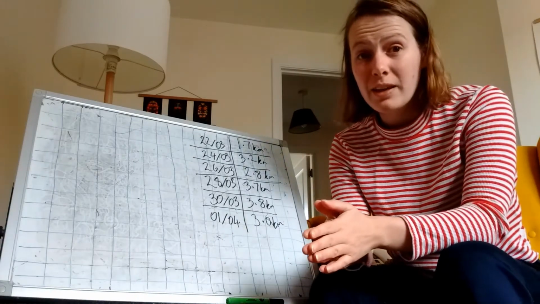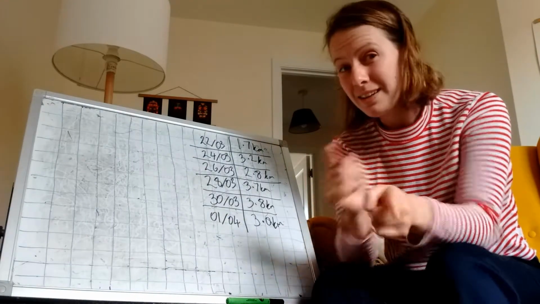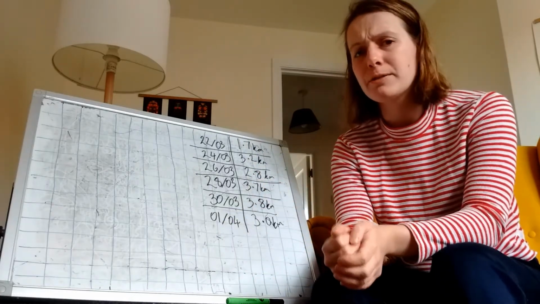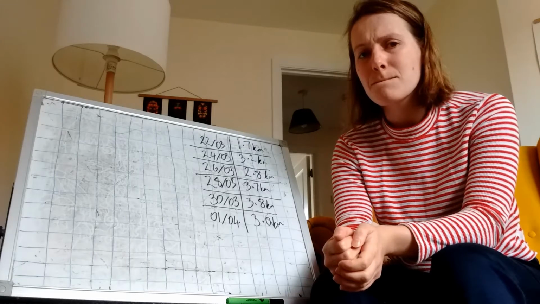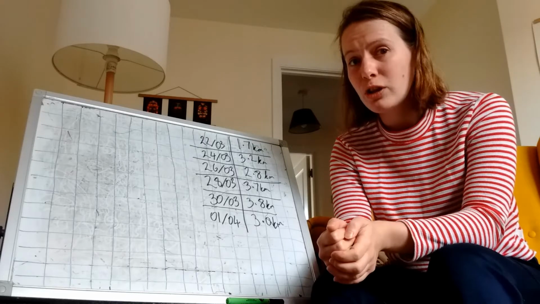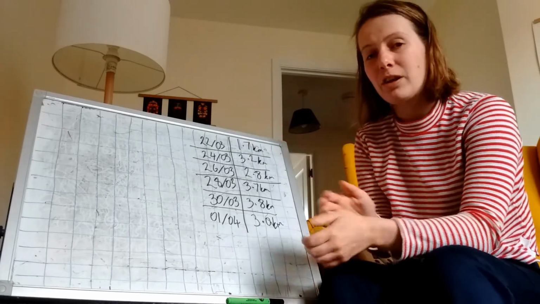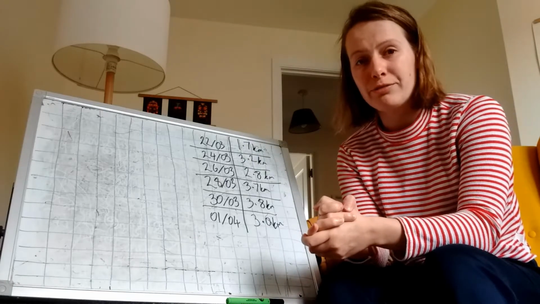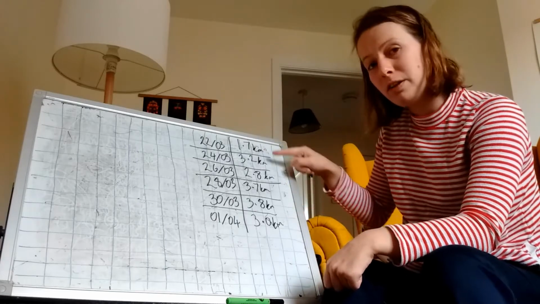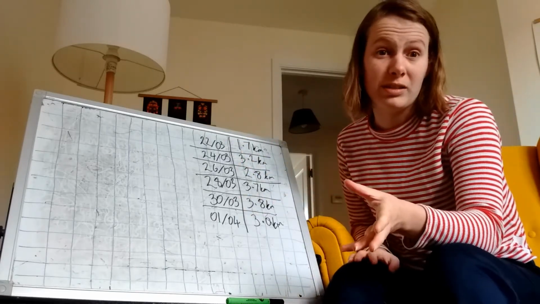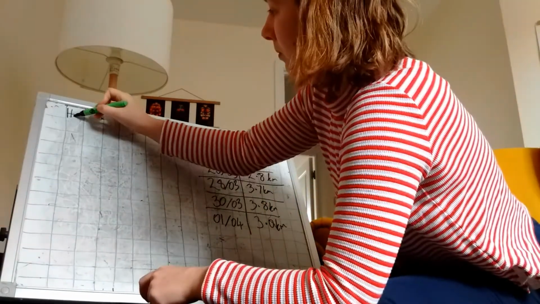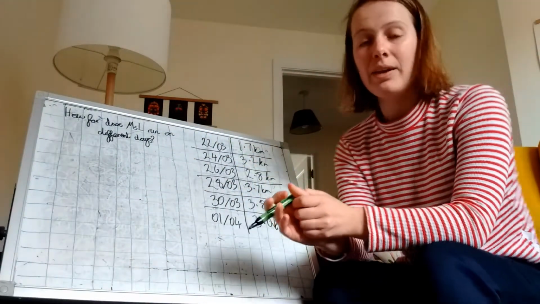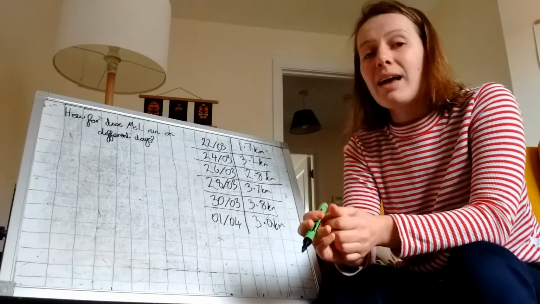Now, the first thing a graph needs is a title. Take a moment. What would you call this graph? Remember, the title should include what both categories are. So I think I'm going to call it How Far Does Miss Lister Run on Different Days? Because that includes how far I run and the different days. And it's a question, which is always nice to call a graph.